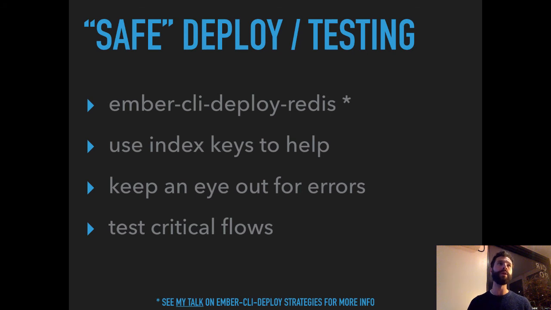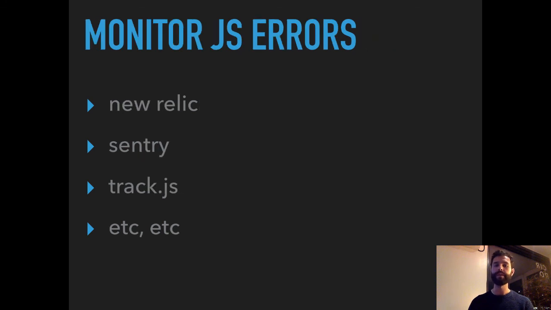It's a great way to release your code and have a special key that internal folks or QA or whoever can use just to test it out before everybody sees it. So use index keys, keep an eye out for errors, and ultimately test critical flows. If your app is really driven by registrations, make sure registration works manually.